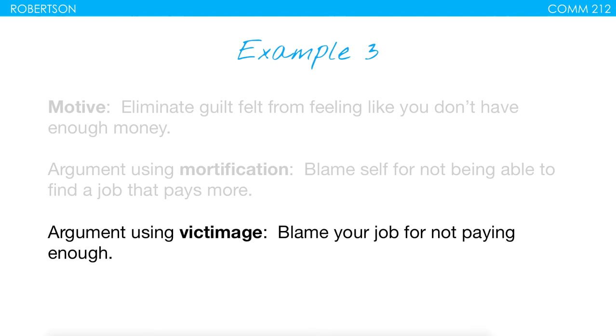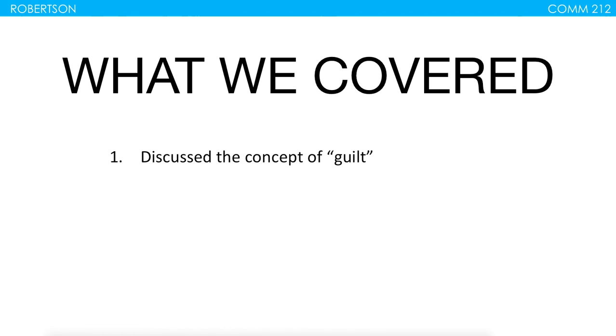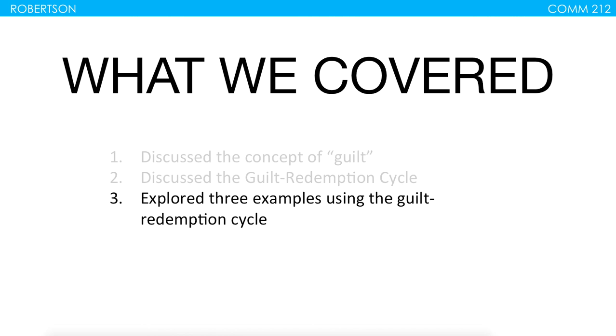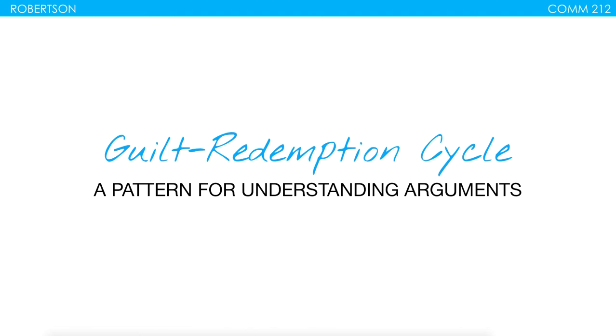Okay, so what we covered today, we discussed this concept of guilt within the guilt redemption cycle. We also went over and discussed the guilt redemption cycle itself, and we explored three different examples using the guilt redemption cycle. So notice how this works, and this is very common if you really think about it, when people are trying to advocate for a position, when they're trying to do something persuasive. If you think about it within the guilt redemption cycle, there's usually a way that you're able to frame it and be able to see it within this particular format and context.